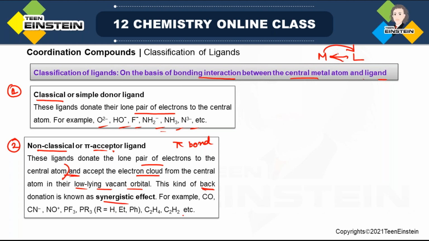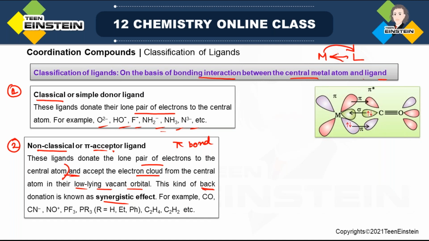So see here the examples of ligands that you are seeing. In most of these cases, a pi bond is present. Okay, and we will see the picture here. So see, this is the metal center, and in the metal, this d orbital is vacant.